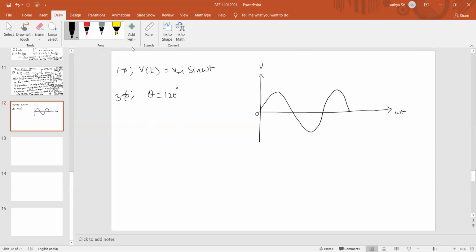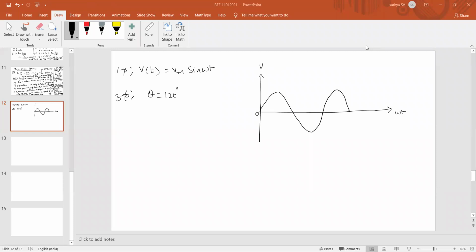My pen is stuck. One moment. Yeah, right now, okay. Yes, now the marker is working.